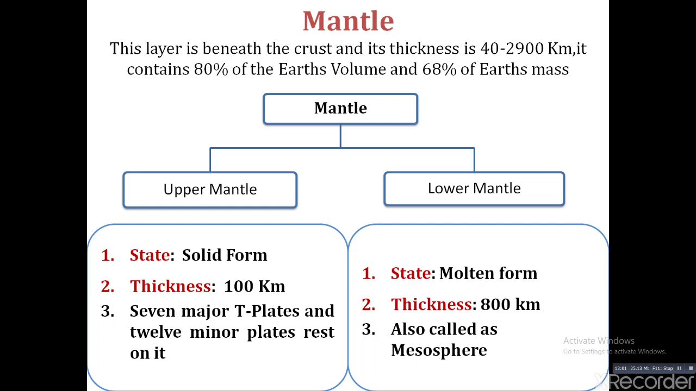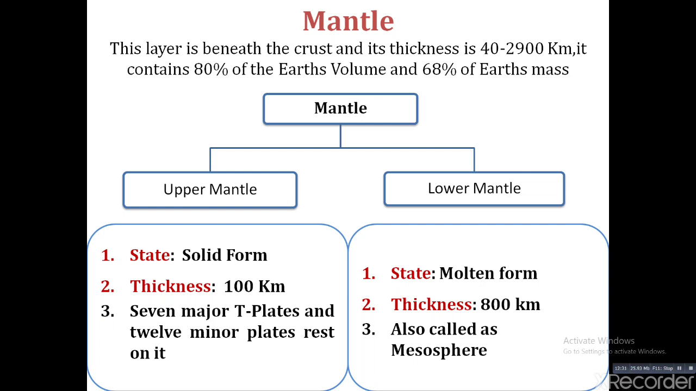In the upper mantle, the rocks are in solid form, and the thickness of this layer is about 100 kilometers. There exist the tectonic plates, 7 major tectonic plates and 12 minor plates, which rest on it. In the lower mantle, the rocks are in molten form, and the thickness of this layer is about 800 kilometers. This layer is also called the mesosphere.